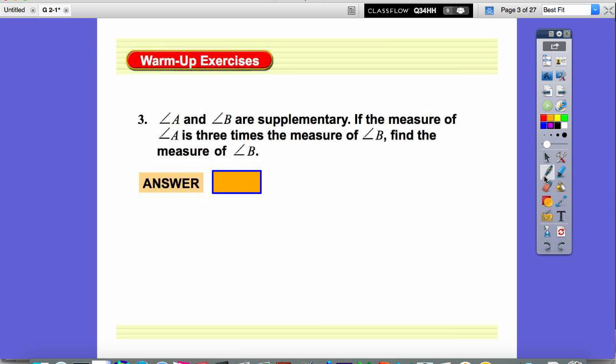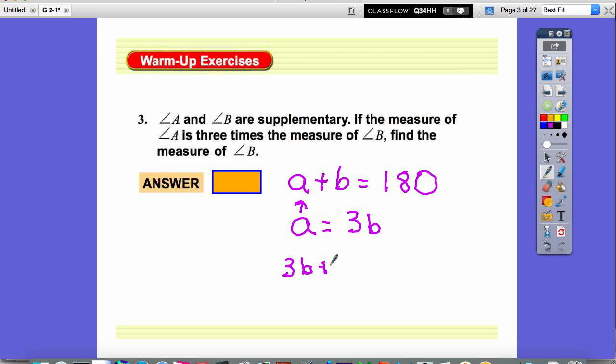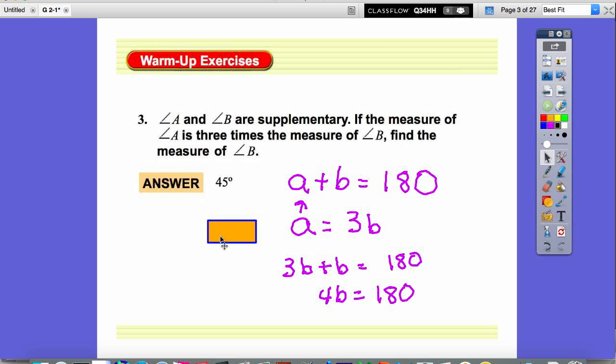Angle A and angle B are supplementary. If the measure of A is 3 times the measure of B, find the measure of B. So A plus B, if they're supplementary, equal 180. Substituting 3B for A, I have 3B plus B equals 180. 3B plus B equals 4B. If 4B equals 180, 180 divided by 4 is 45. And there's my answer.